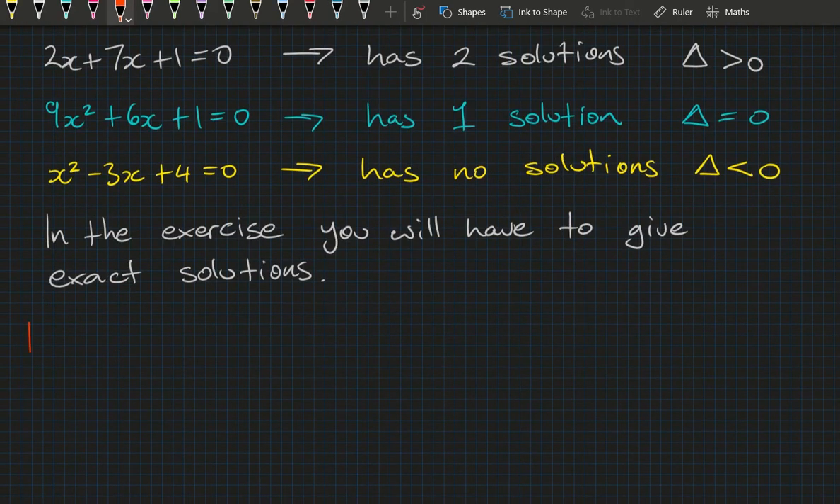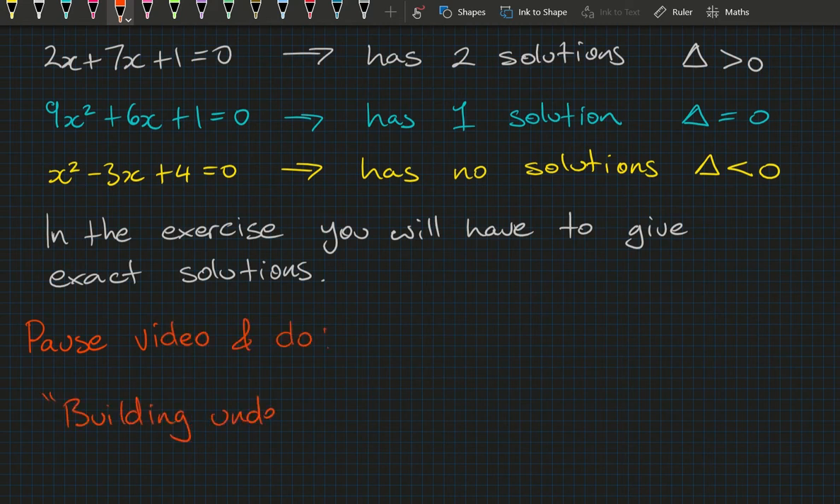So I think this can be a challenging concept for a lot of students, so you really should pause the video and do the building understanding questions in the new book, which translates to questions 1, 2 and 3 in the old book.